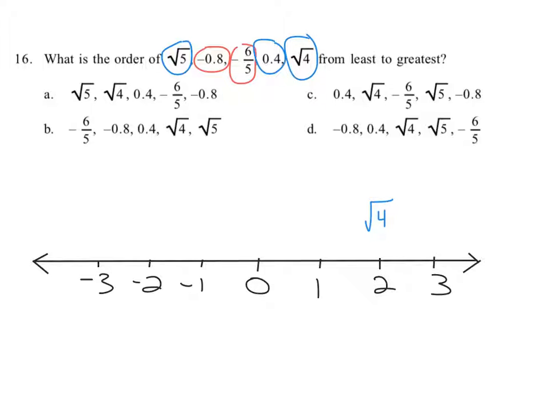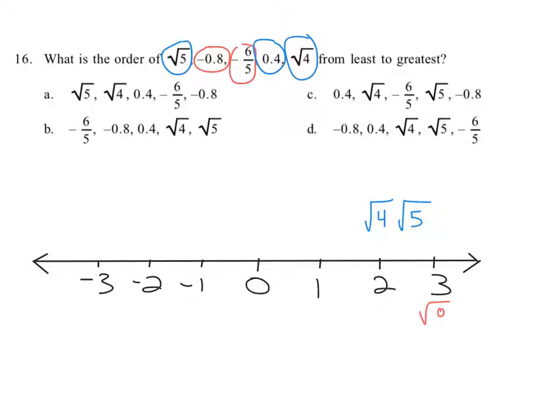Now, the square root of 5 is obviously bigger than the square root of 4, so that's going to go to the right of it. Now, what is 3? 3 would be equivalent to the square root of 9, okay? Because 3 times 3 is 9. So the square root of 5 is going to be somewhere between 2 and 3. So let's put it here, square root of 5. Somewhere between 2 and 3.